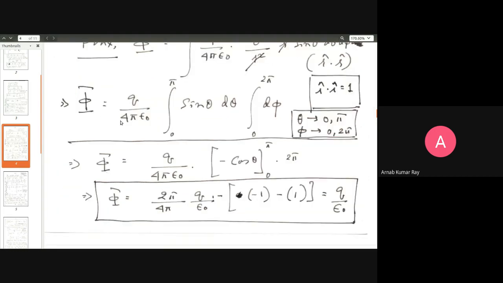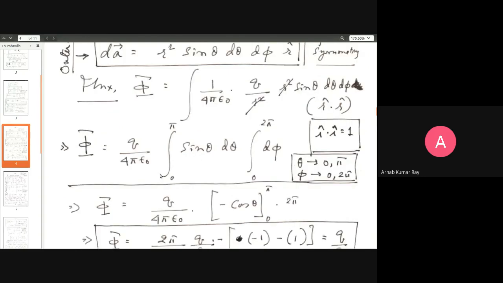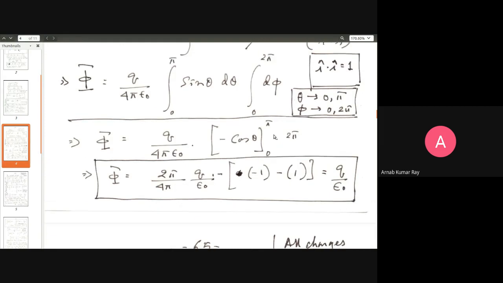So the total flux is equal to E dot dA, integrated over all surface. When you have a surface integral, there will be two integrals. You cannot avoid that. When you have a volume integral, there will be three integrals. So when you integrate sine theta, you will get minus cos theta, going from 0 to pi. And the phi integral will give you 0 to 2 pi, so you'll get 2 pi coming from the phi integral.